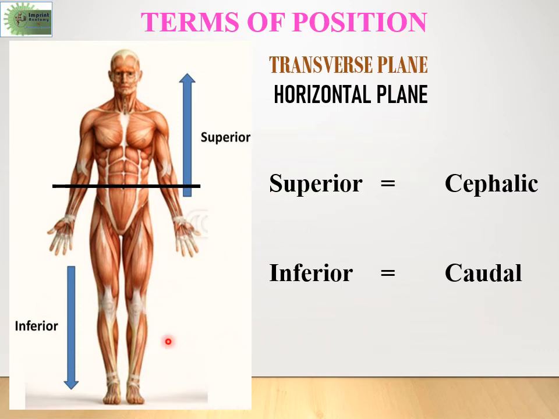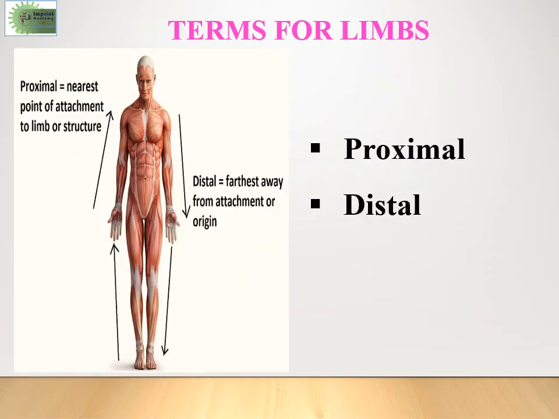So this is about the horizontal plane, which divides the body into the superior and the inferior part. Then there are other terms which we can correlate with the limbs, upper limb or lower limb. The commonly used terms are proximal and distal. The proximal will be near to the trunk, and the distal will be away from the trunk.